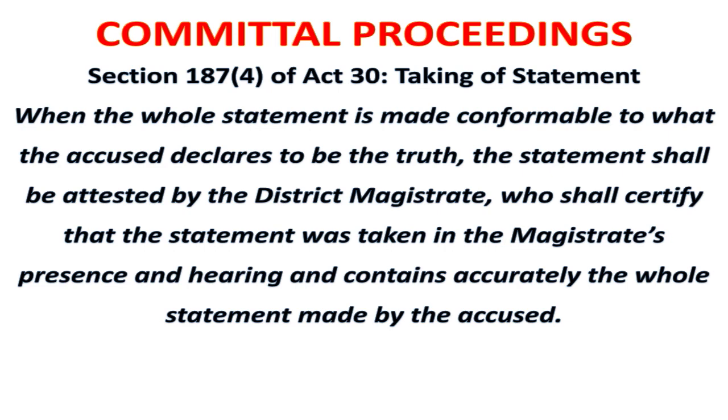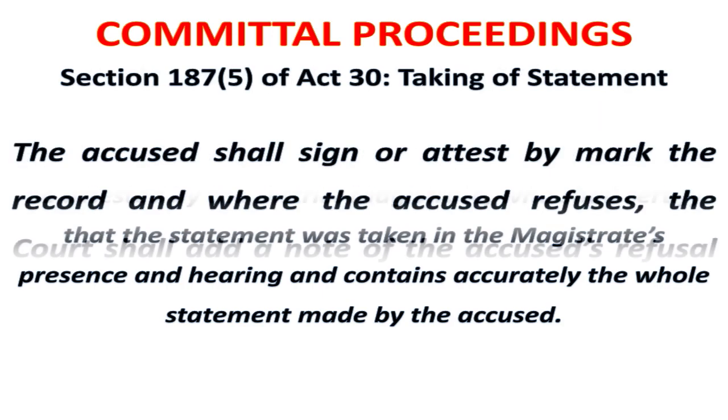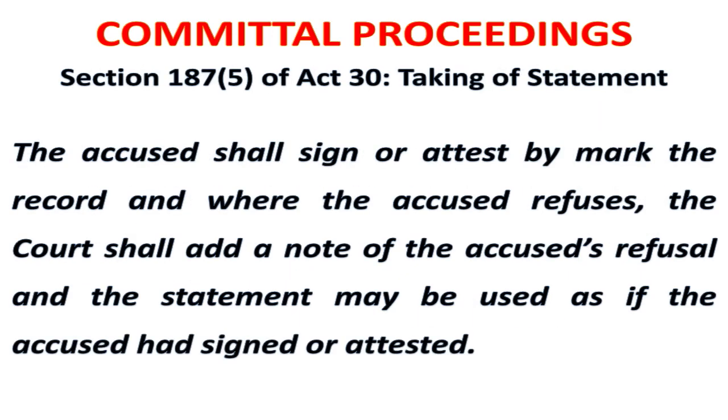Now, what happens if the magistrate signs? According to section 187, subsection 5, I read, the accused shall sign or attest by mark the record, and where the accused refuses, the court shall add a note of the accused's refusal, and the statement may be used as if the accused had signed or attested the document.